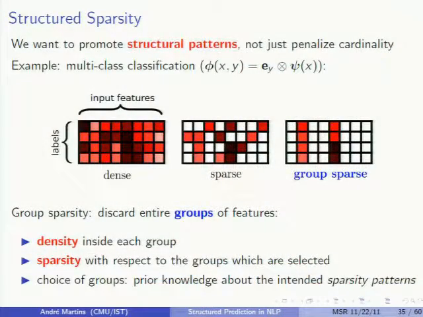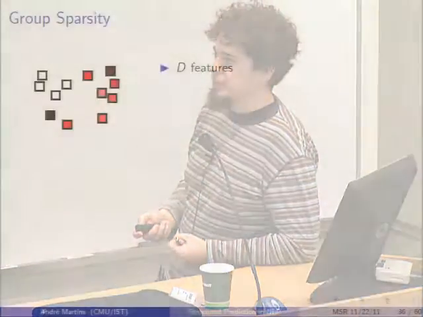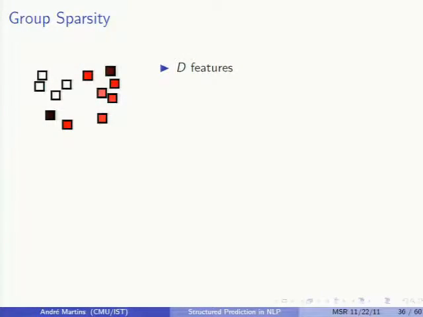Essentially, we allow density inside each group, but we want sparsity with respect to the groups that are selected. So in this case, each group is going to be a column in the matrix. And how can we choose the groups? Here is the opportunity to use our prior knowledge about what kind of sparsity patterns we want in our model. So here is a general formulation for that.